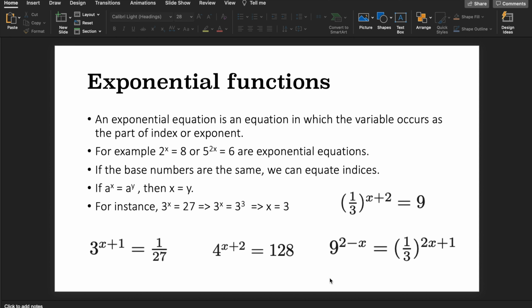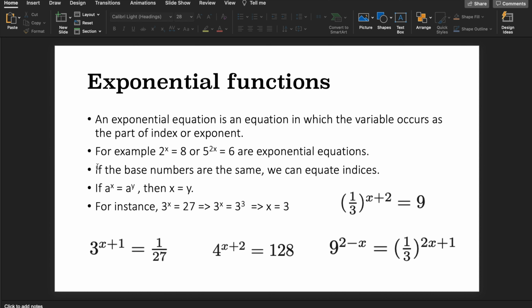Okay, so now let's move on to exponential functions. An exponential equation or a function is an equation in which the variable occurs as part of the index or exponent. For example, 2 to the power of x. Here, the variable x occurs as part of the index or exponent. We also call this the exponent. So we can write 2 to the power of x equals 8, or 5 to the power of 2x equals 6. And these are exponential equations.